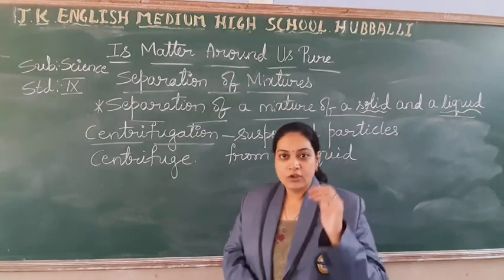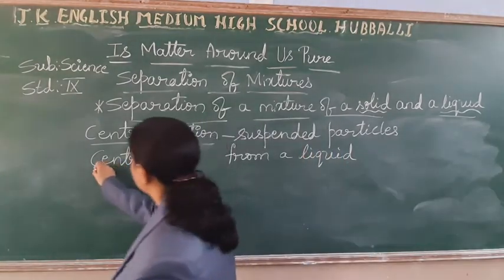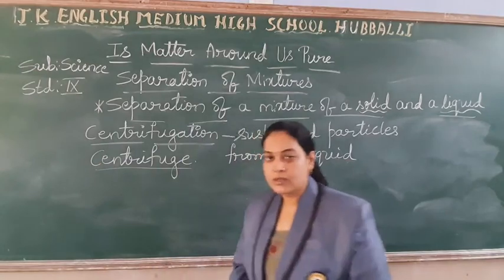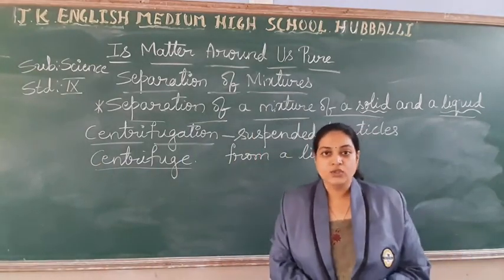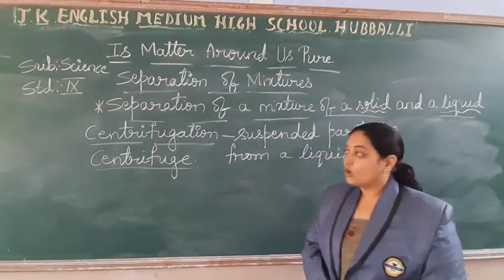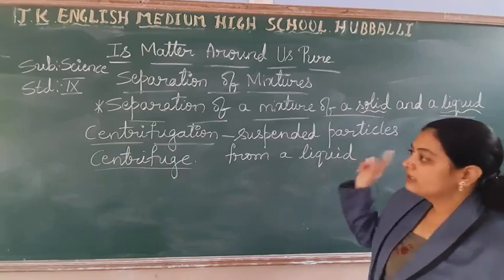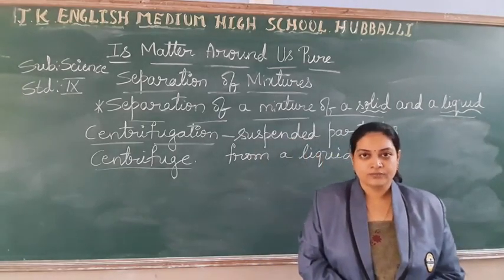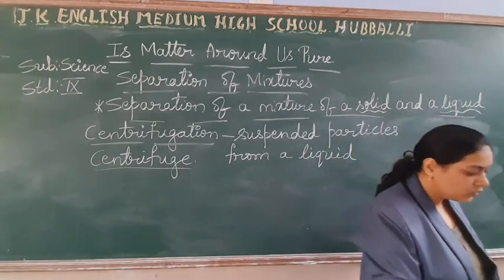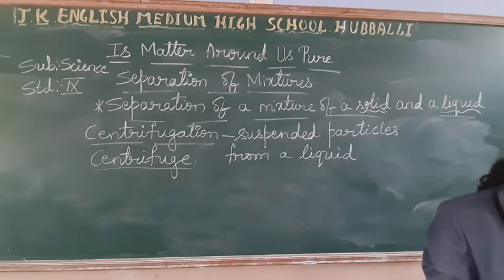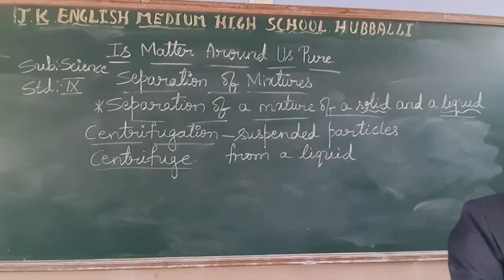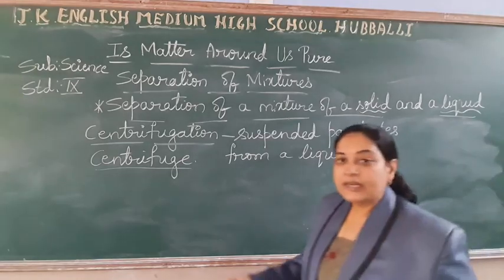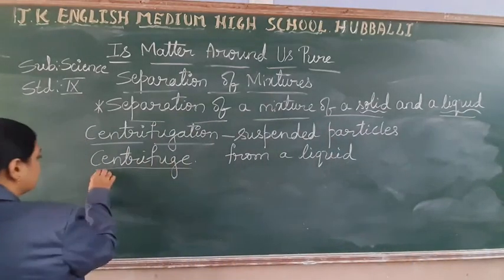So here, instead of the churner, you are using the centrifuge. In the centrifuge, you are separating the solid from the liquid. That process is called centrifugation. Right? So where are we using this centrifugation method? Mainly we are using it in the separation of cream from milk.